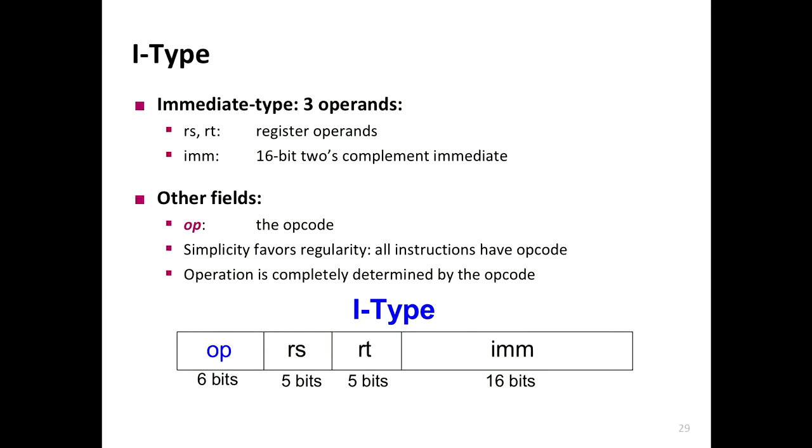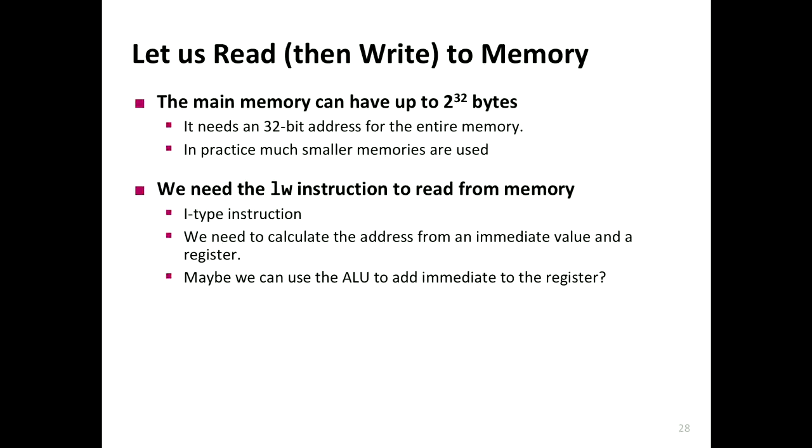Do you remember the syntax? What it does is calculate the address of the memory from where you have to load the data into a destination register. So the effective address, as I said in the previous slide, has to be calculated from an immediate value and a register for a load word instruction. To do this calculation of the address, we're going to use the ALU because you already have an adder implemented there.